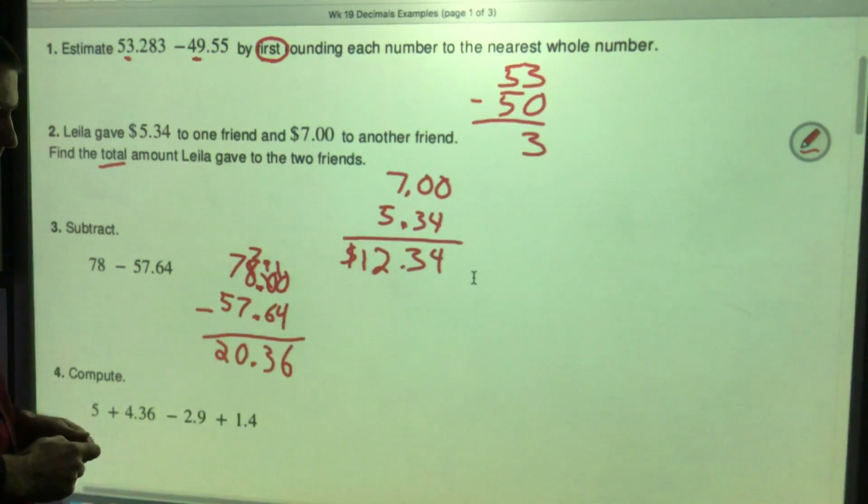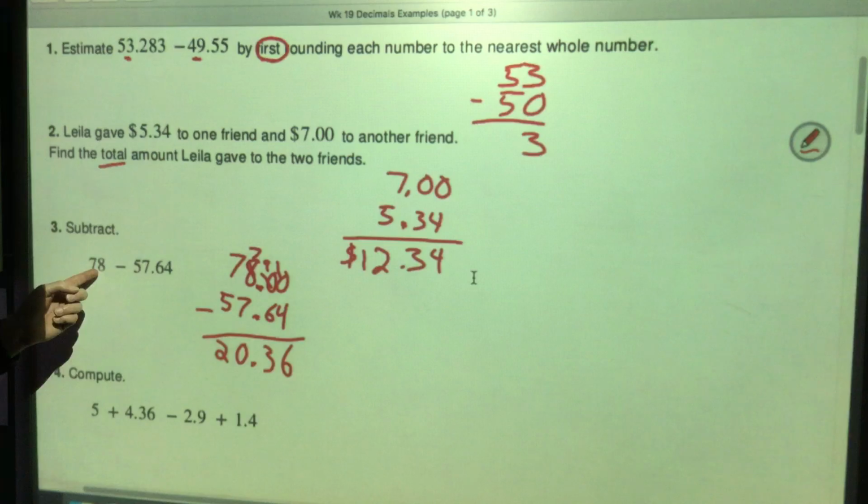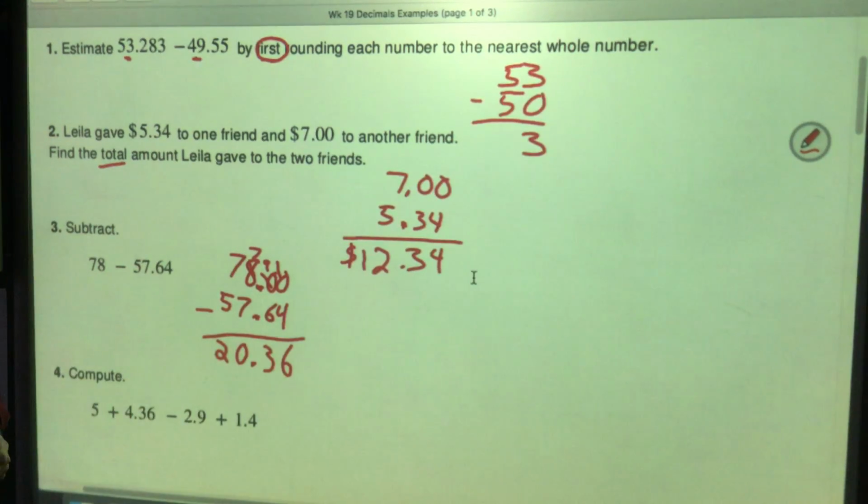They're all lined up vertically. 20 and 36 hundredths. Ask if that makes sense. That's close to 80. That's close to 60. 80 minus 60 is 20. There you go.